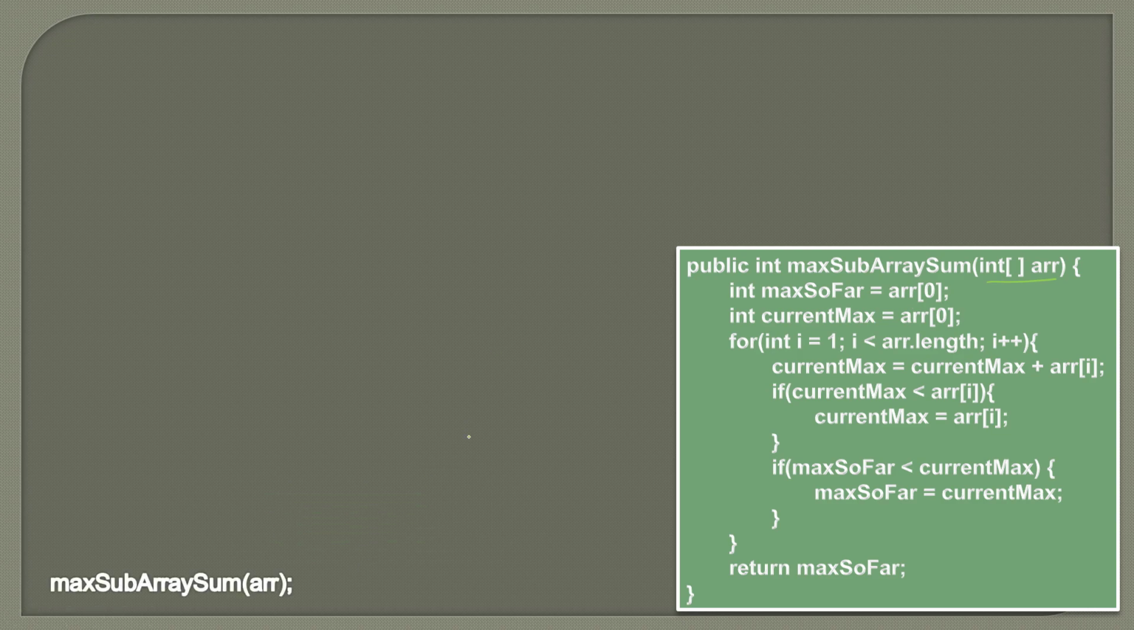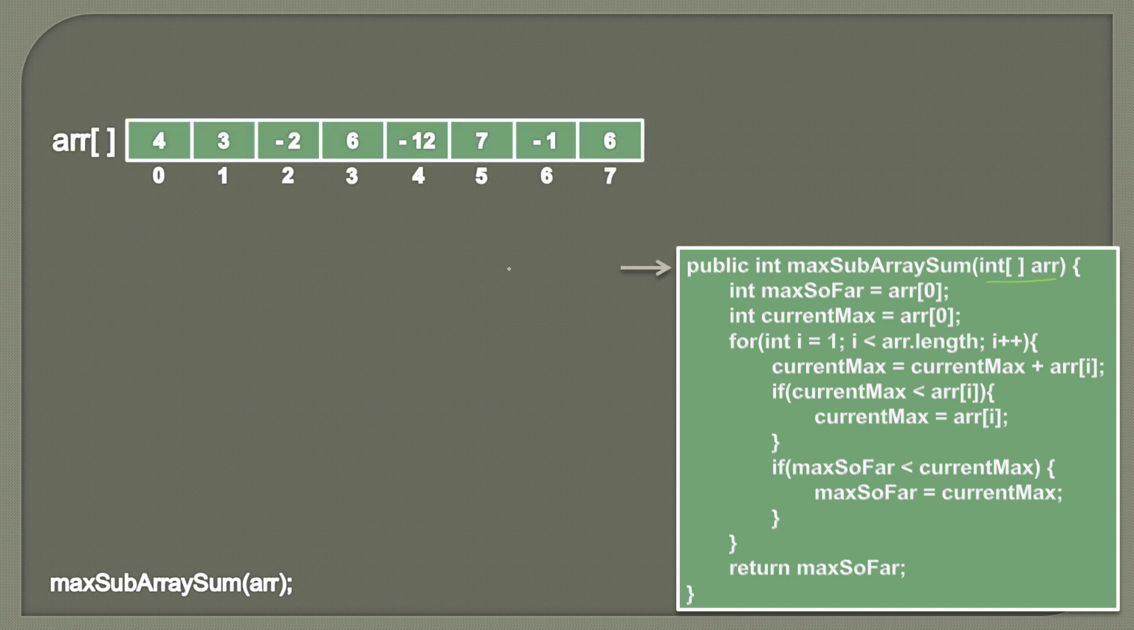So at the start, let's say we provide an array as we discussed in our previous example. Usually at the start, the first element is simply taken as max so far and the current max. So max so far is 4, this value, and current max also becomes 4.